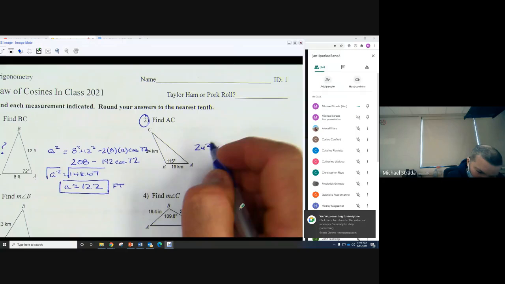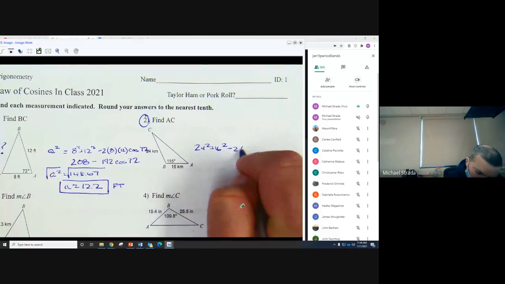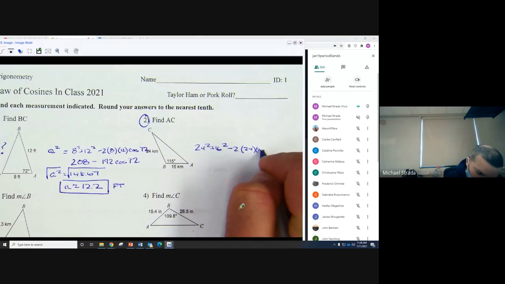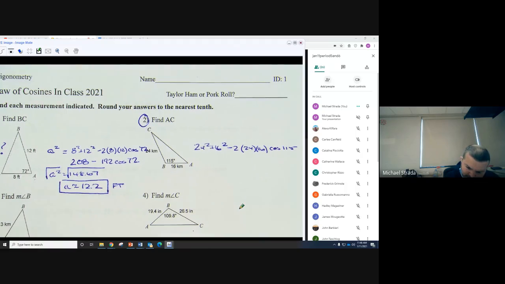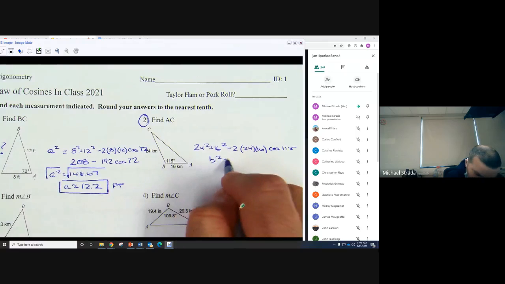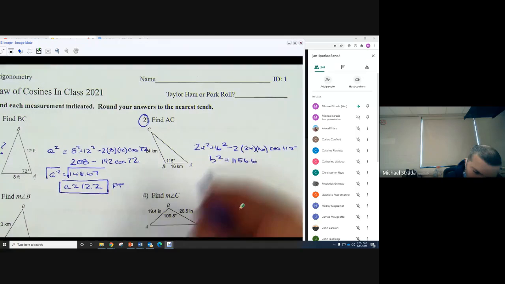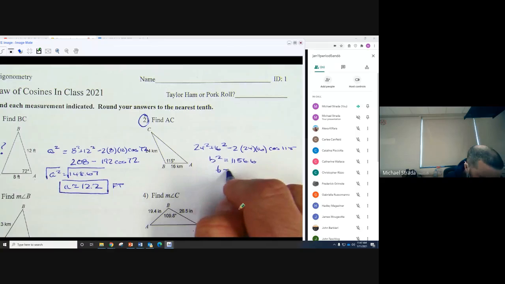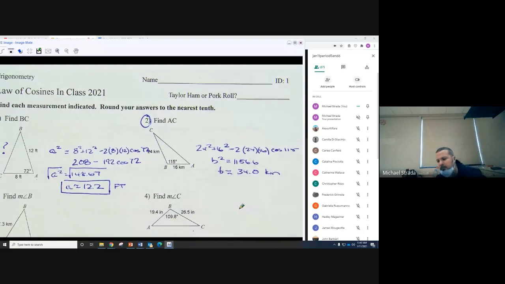All right, so we got 24 squared plus 16 squared minus 2 times 24 times 16, cosine of 115. All right, B squared when we're all said and done comes out to be 1156.6 when I compute that. B comes out to be approximately 34.0 kilometers. All right, any issues with that one that you did on your own?